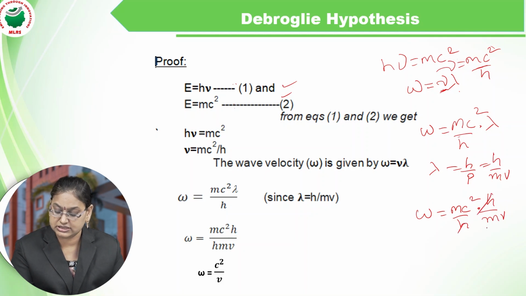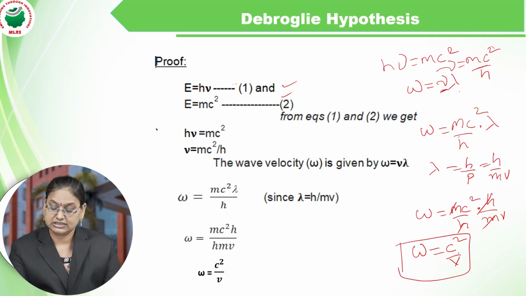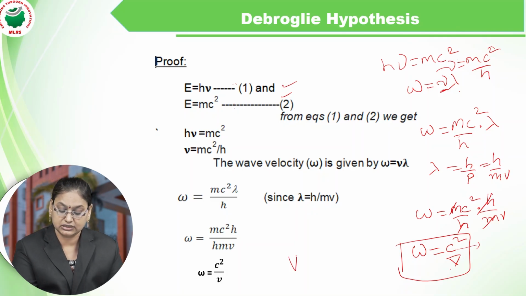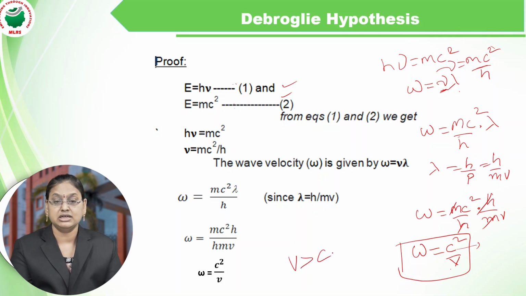Here h gets cancelled and m gets cancelled. Then omega will be equal to c square by v. What is v here? V represents the velocity of the particle, and c is the velocity of light. We know that the velocity of the particle cannot be greater than the velocity of light.